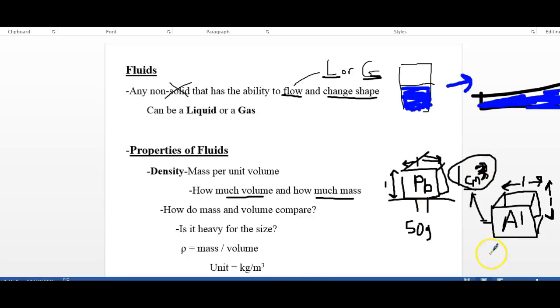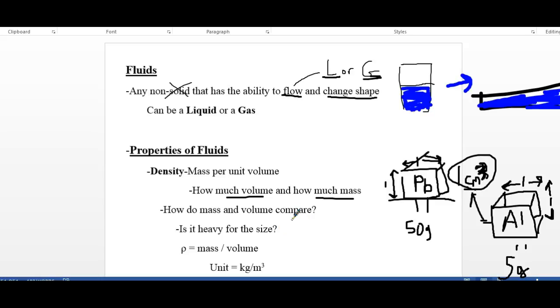So these are the same size, but if we then took the mass of this, we might find out that this is 5 grams instead of 50. It might be 1/10 of what this is. And that's what density is talking about. How much do you have and how much mass does it have? And some things are much more dense than others.